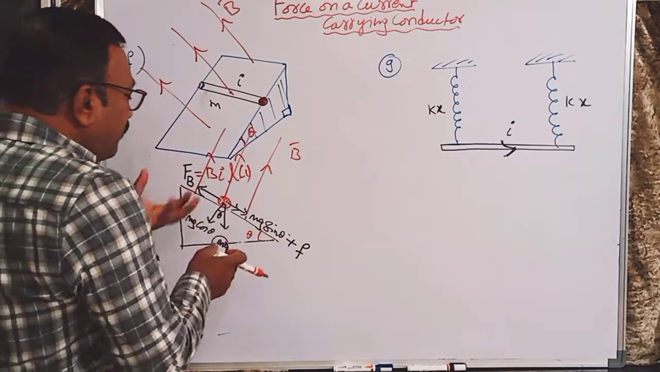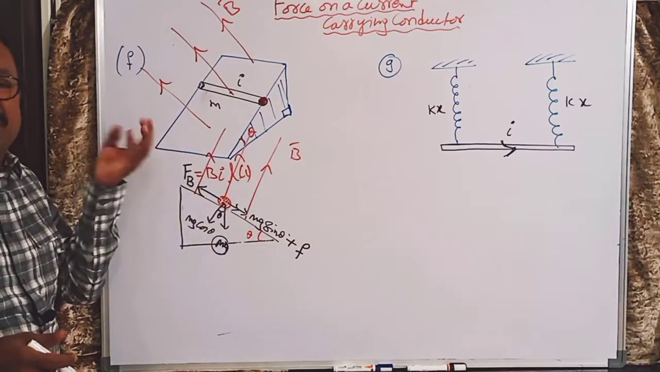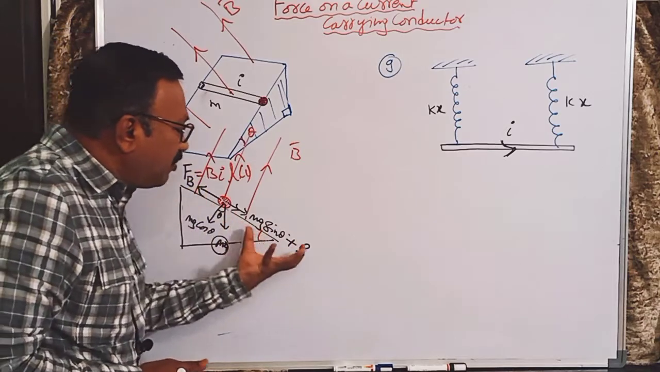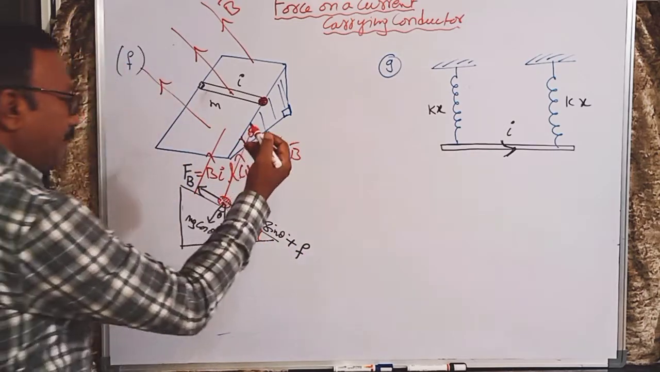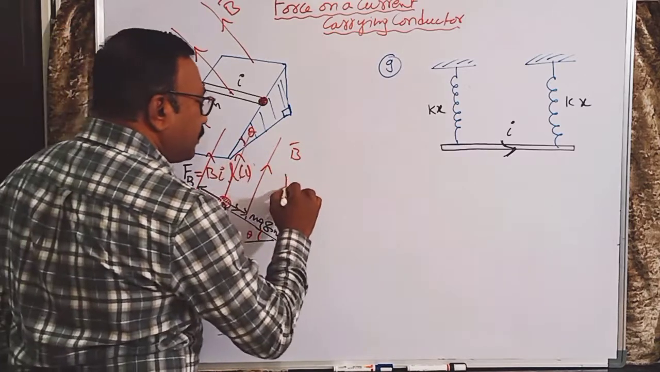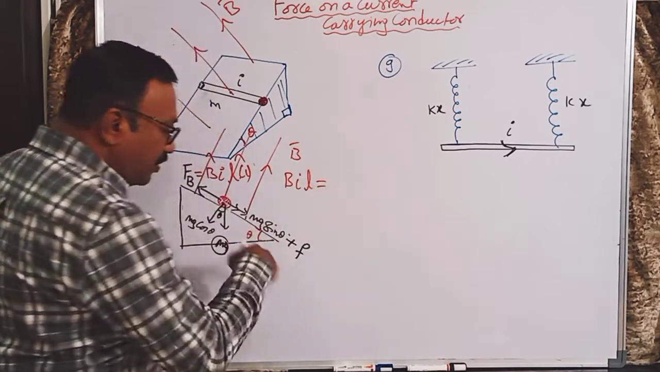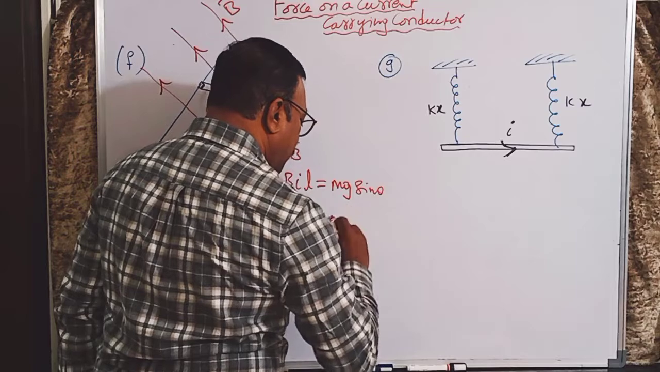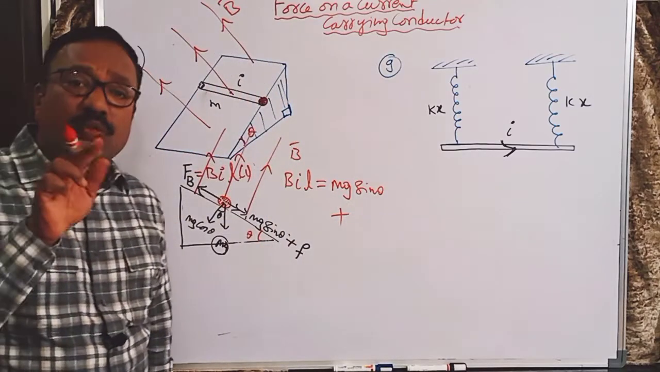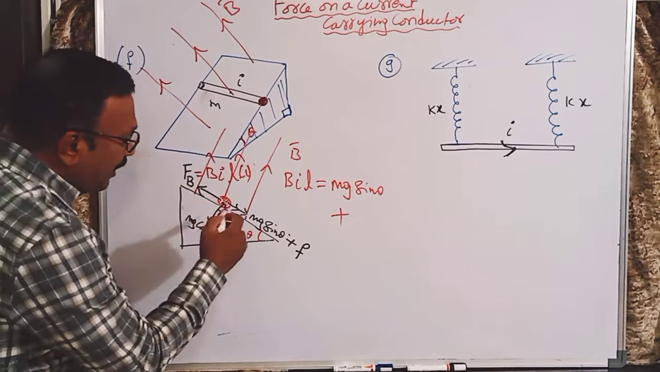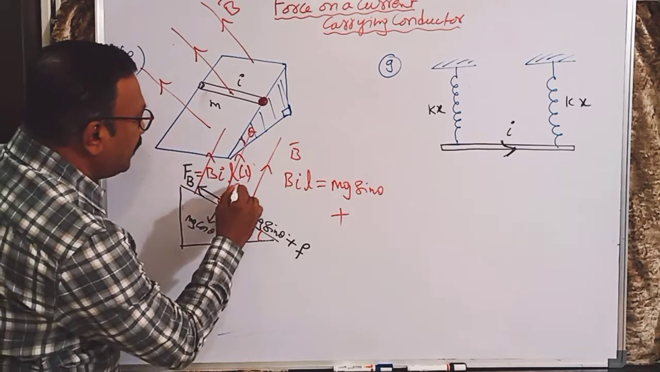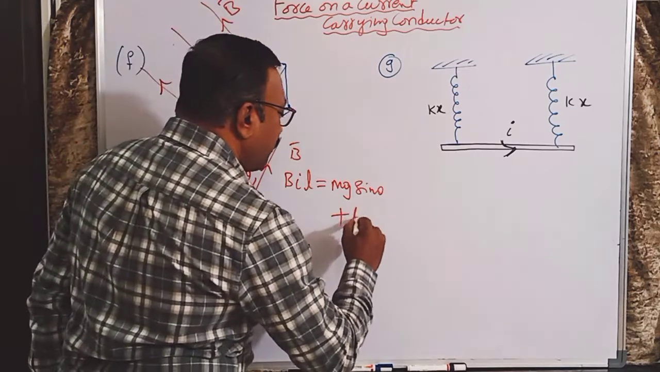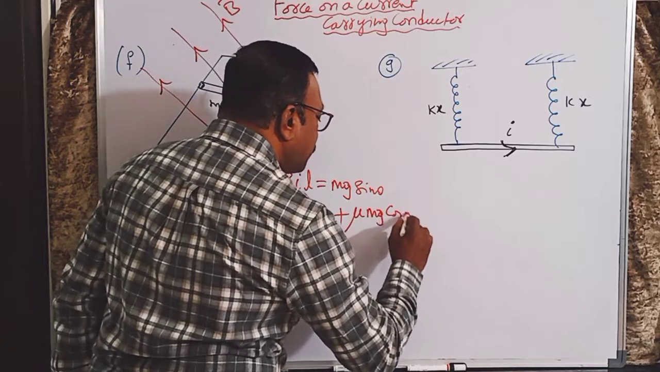So now the conductor has to move up with uniform velocity, it seems, not with an acceleration. So the resultant force must be zero. That means this F must be equal to the sum of these two forces. Therefore, this BIL must be equal to the sum of these two forces, mg sin theta plus frictional force. What is the frictional force formula? Mu into normal reaction. What is the normal reaction in this case? See, here is the normal reaction. Normal reaction is mg cos theta. So the frictional force is mu mg cos theta.